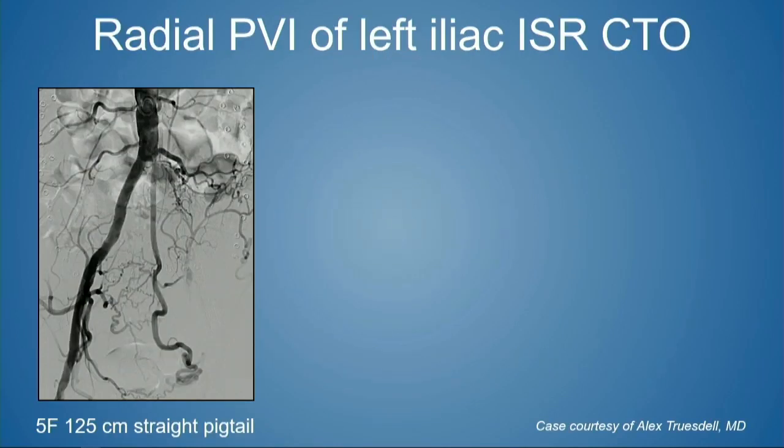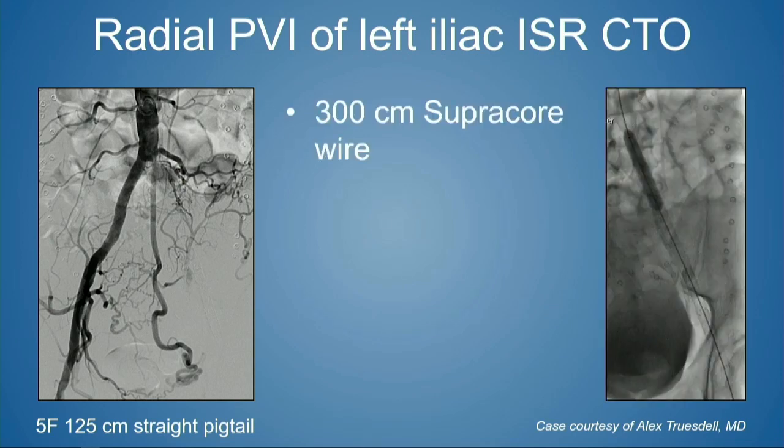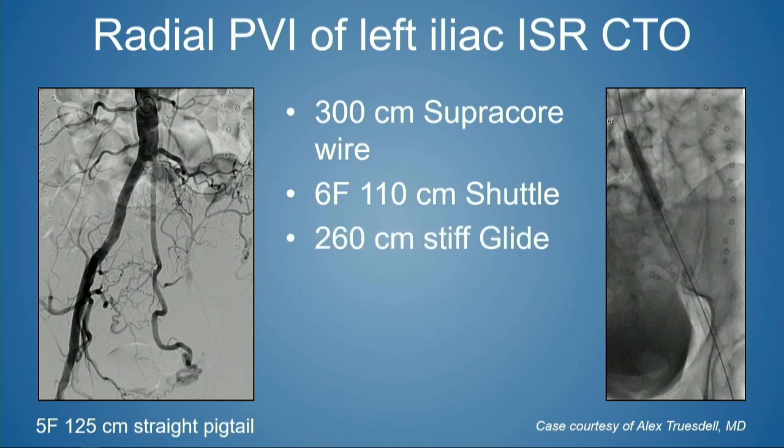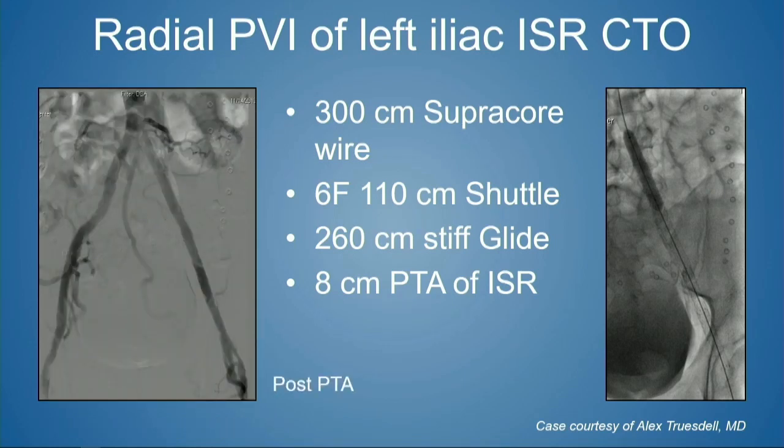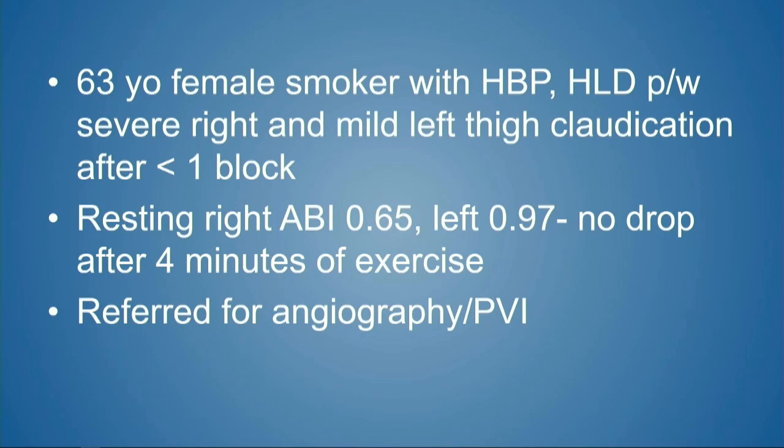So let's just jump into a few case examples. This was a patient who had a previous stent in the iliac artery. This was done from above with a radial approach, and it was a 300 centimeter SuperCore wire, 110 centimeter Shuttle sheath, stiff Glidewire, and then angioplasty and subsequent restenting of that ISR with a very nice angiographic result.